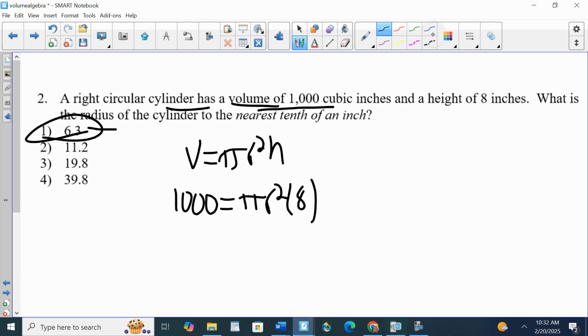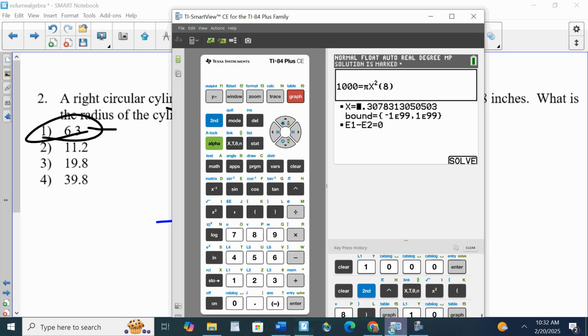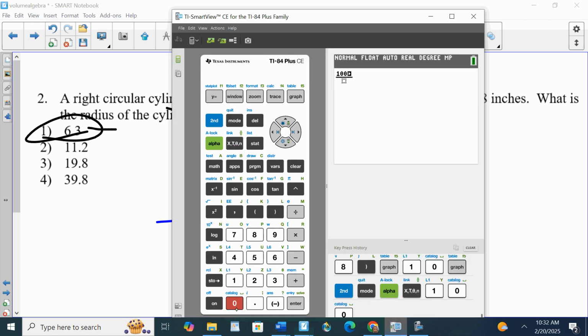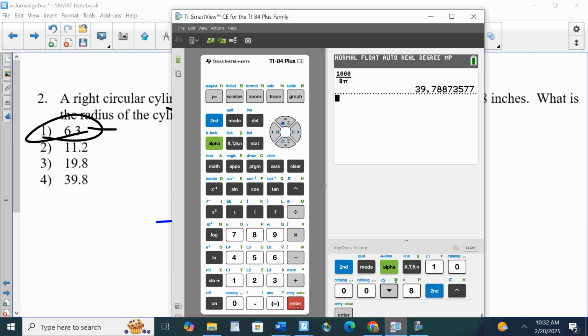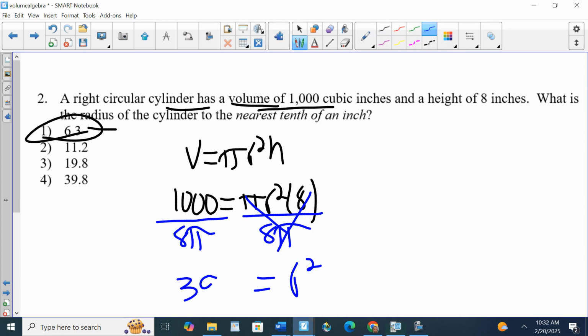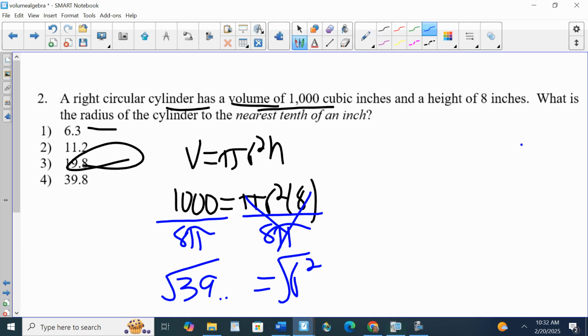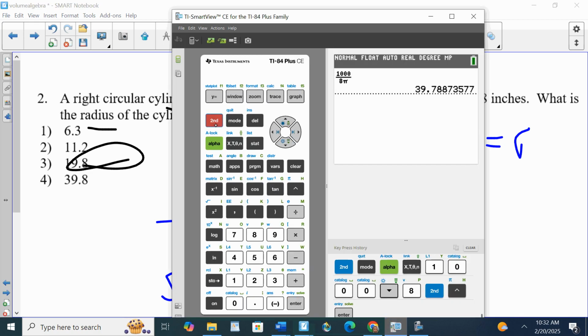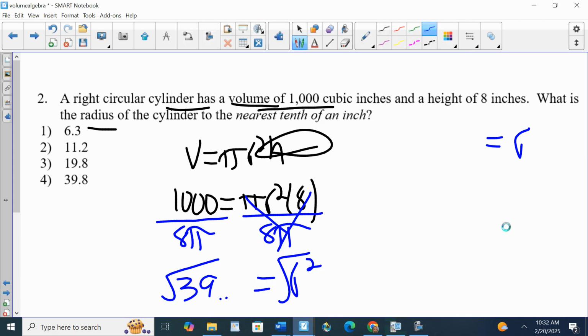To do the algebra, to get r by itself, I add or subtract first. There is no plus or minus here. I divide last. I need to get rid of the 8 and the pi. Those cancel. 1,000 over 8 pi. Make sure you do that with alpha x. 1,000. Don't hit the division sign. It's a lot more complicated that way because you have the 8 and the pi on the bottom. 39 dot dot dot. To get rid of the squared, square root. The square root of 39 dot dot dot. Copy and paste to 6.3. Either way, your answer is 6.3.